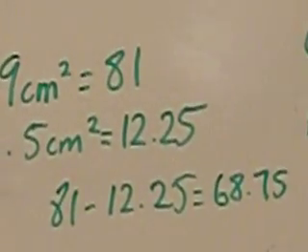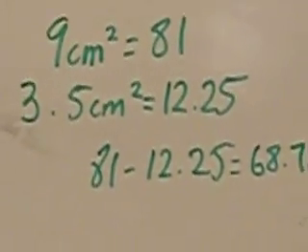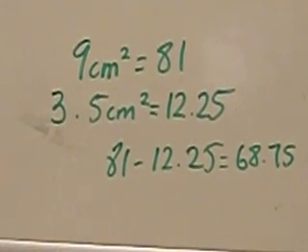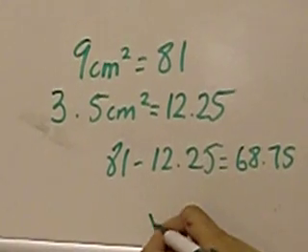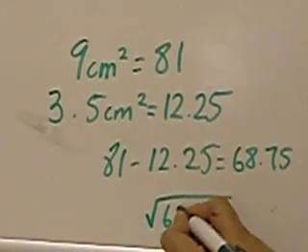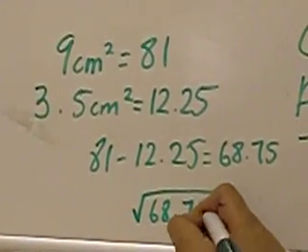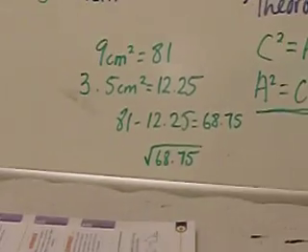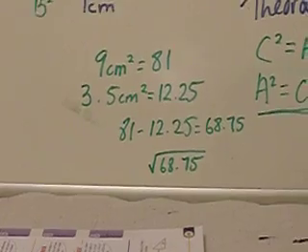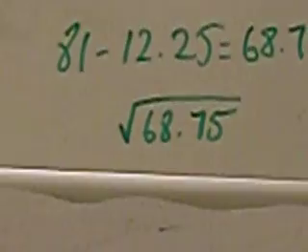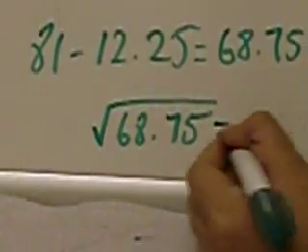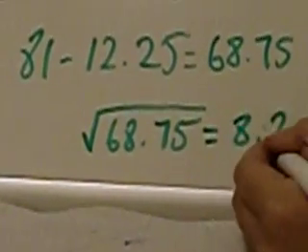So this is the end result, but you always remember Pythagoras' theorem: at the end you have to square root the total number. So we square root 68.75. So let's see what we get. We get 8.29.